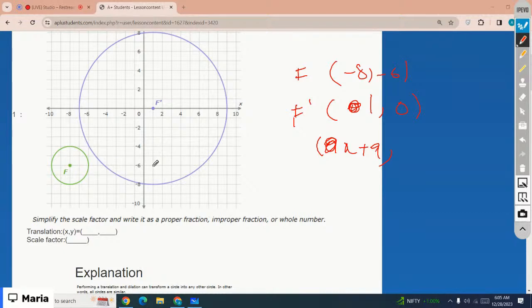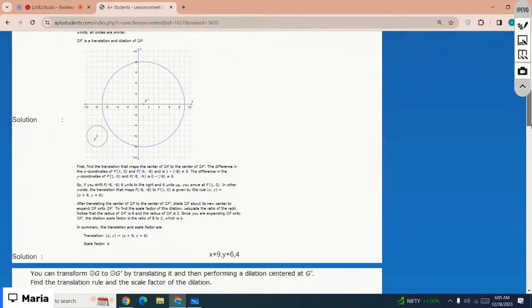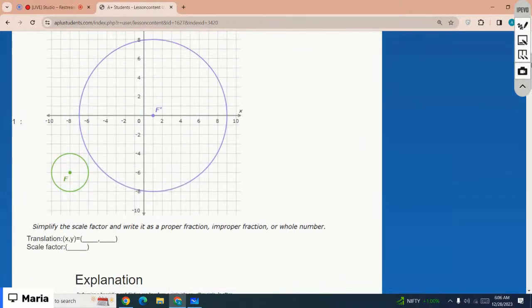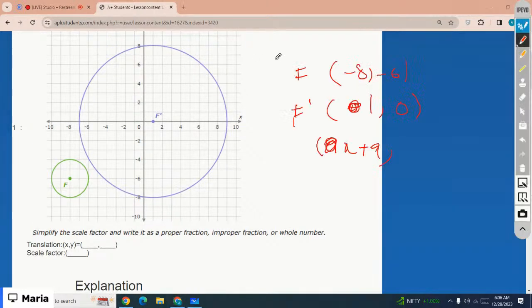And for y, from -6 to 0, you moved plus 6, right? So the translation is x plus 9 and y plus 6, right?